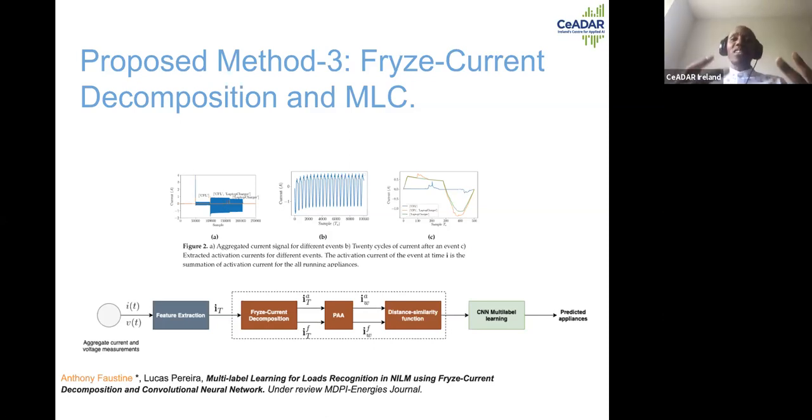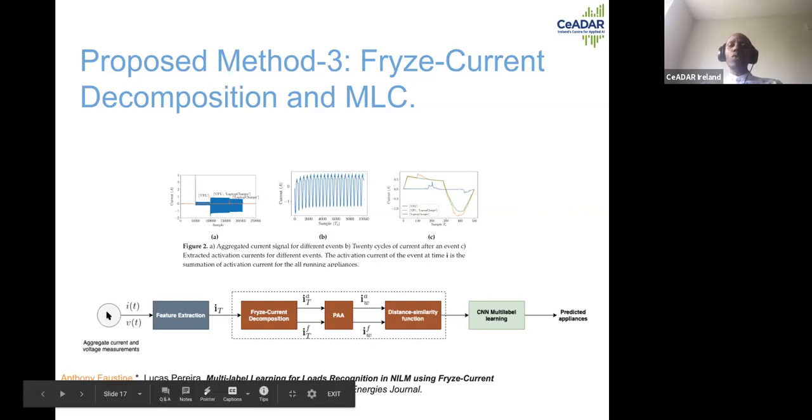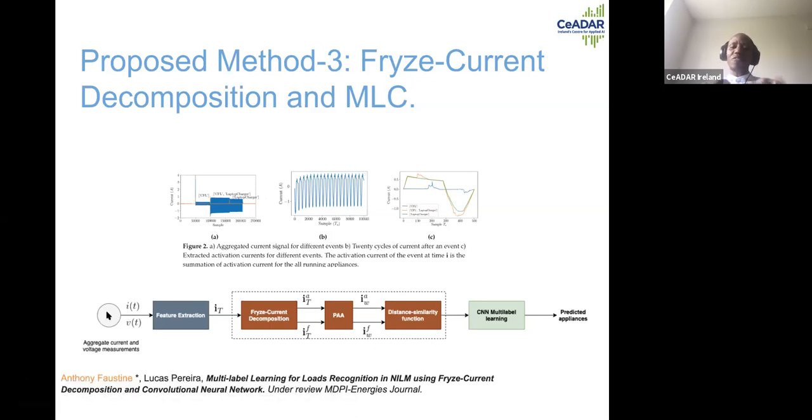So given this information, given only the activation current, can we detect more than one appliance running at the same time? What we do in this particular approach is monitor current and voltage, and then decompose the current using the Fryze power theory. You decompose the current into two components, active and inactive, and then transform these active and inactive components into a distance similarity function, which gives you an image-like representation, and then use a CNN for multi-label learning.